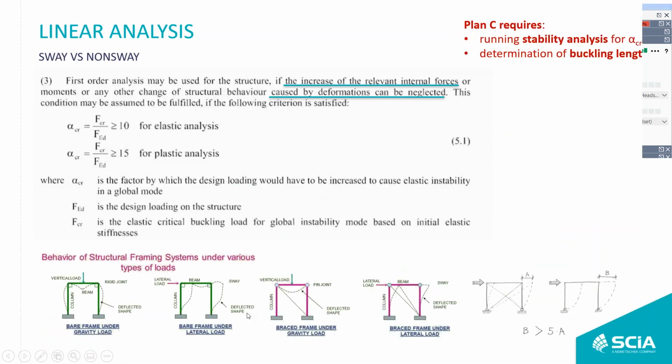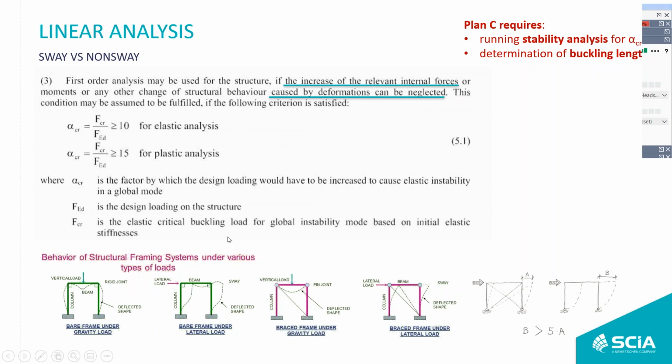So the Eurocode defines alpha critical. In fact, it tells us when we can ignore the increase of internal forces that are caused by the deformation of the structure. And then they say alpha critical bigger than 10 for elastic analysis. If we use plastic hinges, then it's 15. In our case, we will not use plastic hinges, so we will stick to this criterion.